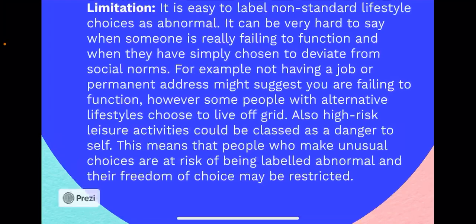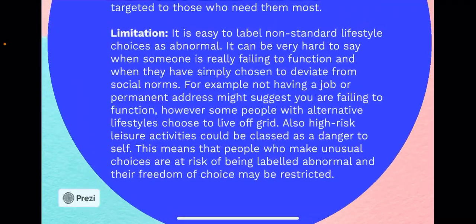So, an example of this is not having a job or permanent address. This might suggest that you are failing to function. However, some people with an alternative lifestyle choice would choose to live off-grid. And another example is high-risk leisure activities, for example, base jumping. This could be classed as a danger to self, and it means that people who make unusual choices are at risk of being labelled abnormal, and their freedom of choice may be restricted.